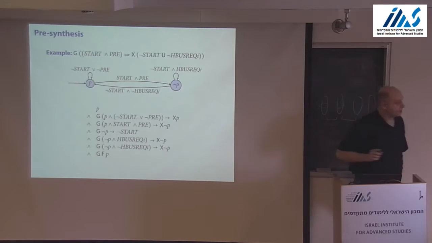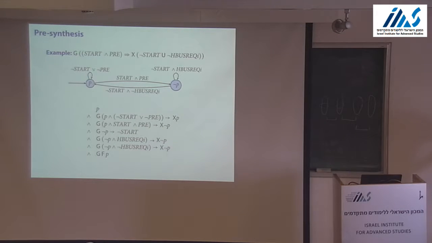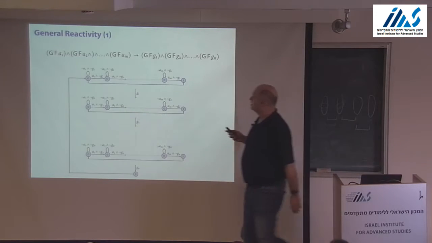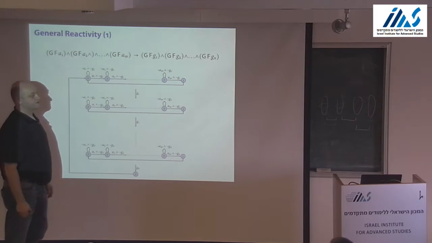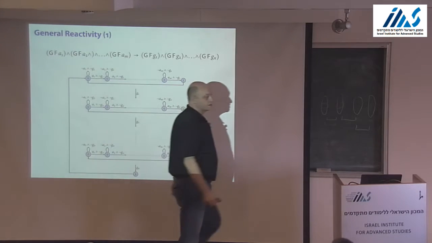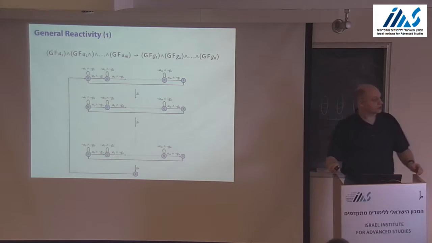Why general reactivity? Why 1? Because you have one such pair. You could have multiple pairs and then scale to more complex conditions.